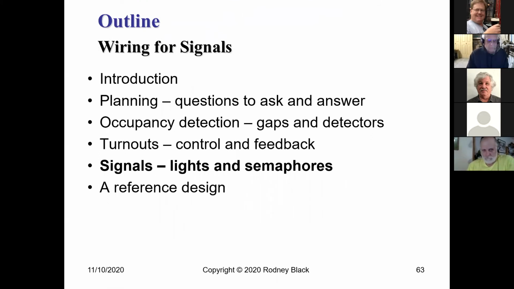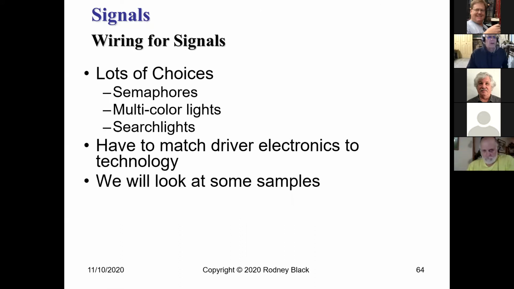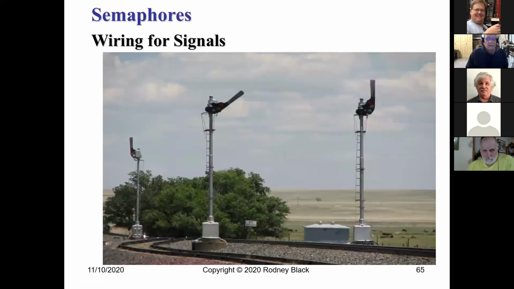Let's talk really briefly about signals. You've got lots of choices. You've got semaphores, you've got multicolored lights, you've got searchlights. I think the important thing is make sure you match your driver electronics to the technology, and we'll look at some samples. Semaphores. Love this. These are some of the few semaphores left in the United States. These are on the Raton Pass Division down in New Mexico of the BNSF. This is an east siding switch wagon mount.